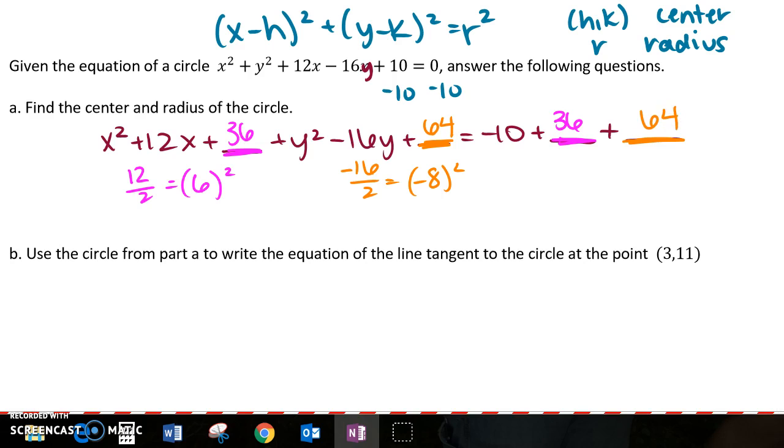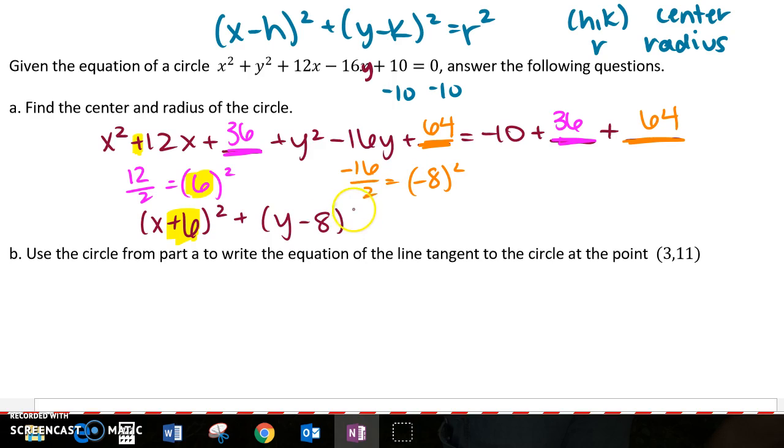Now we have to factor, and when we factor, we can ask ourselves what multiplies to be 36 and adds to be 12. Well, we can say 6 and 6, or in other words, (x plus 6) squared, right? So whatever we see here, a positive 6, so this is a positive 12, shows up in our factoring. Same thing with the y's. We'll have y minus 8 squared equals, and when you simplify the stuff on the right side, you'll get 90. So this is our equation in standard form.